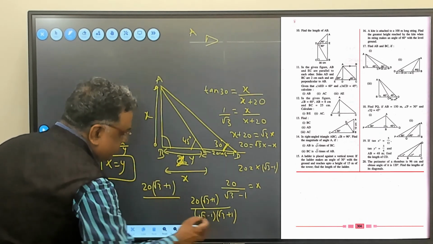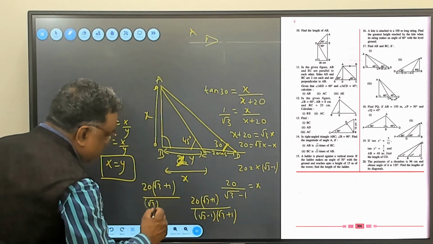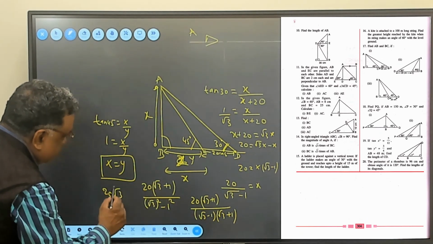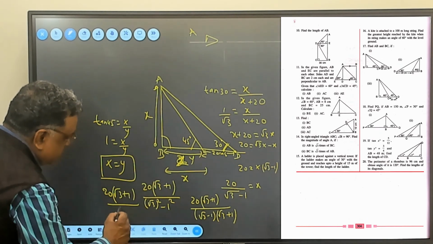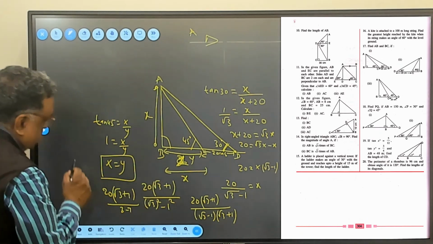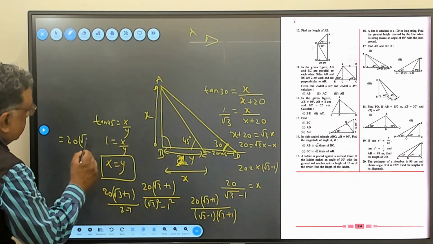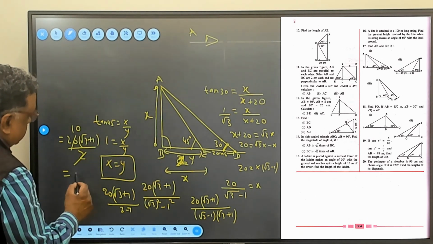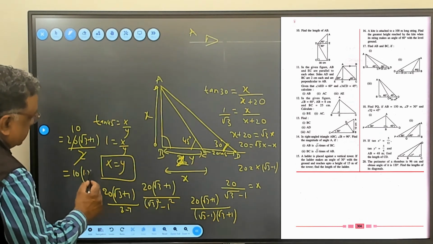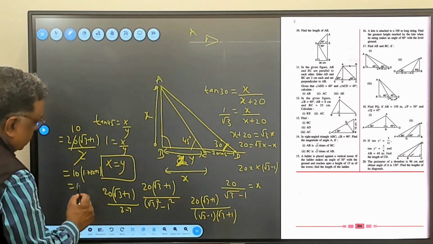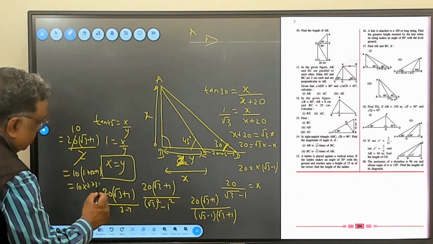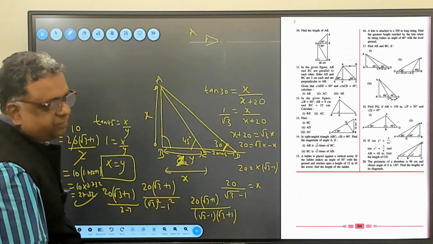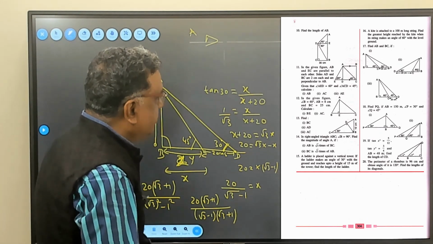A minus B, A plus B is A square minus B square. So this will become 20 into root 3 plus 1, 3 minus 1, which is going to become 20 root 3 plus 1 upon 2. This gets cancelled. So which is 10 into 1.732 plus 1, which is 10 into 2.732, which is 27.32 is the answer. Okay, that's how we're going to solve this problem.